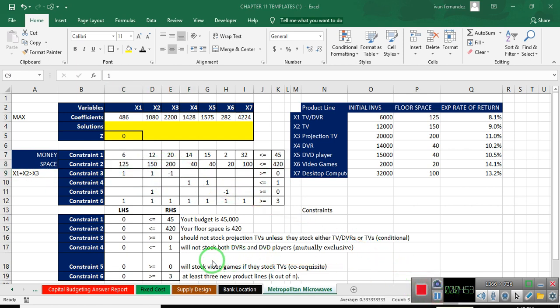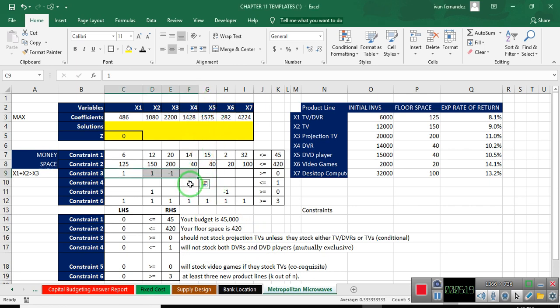The next one, and we call that conditional. We must meet a condition for something else to happen. The next one is mutually exclusive. You do one, you can't do the other. And the way we do that one is, in this case, we cannot stock both DVDs and DVRs and DVD players. So here's my DVR and here's my DVD player.